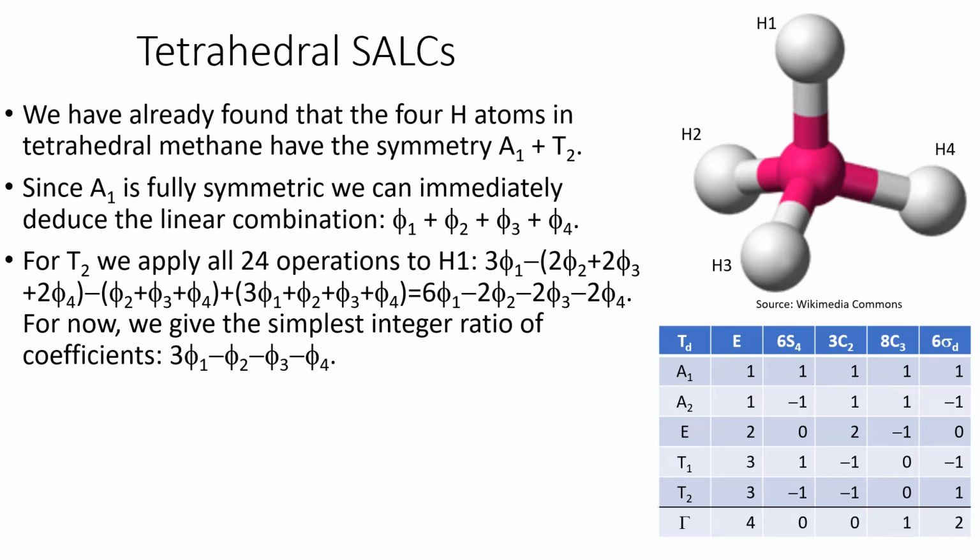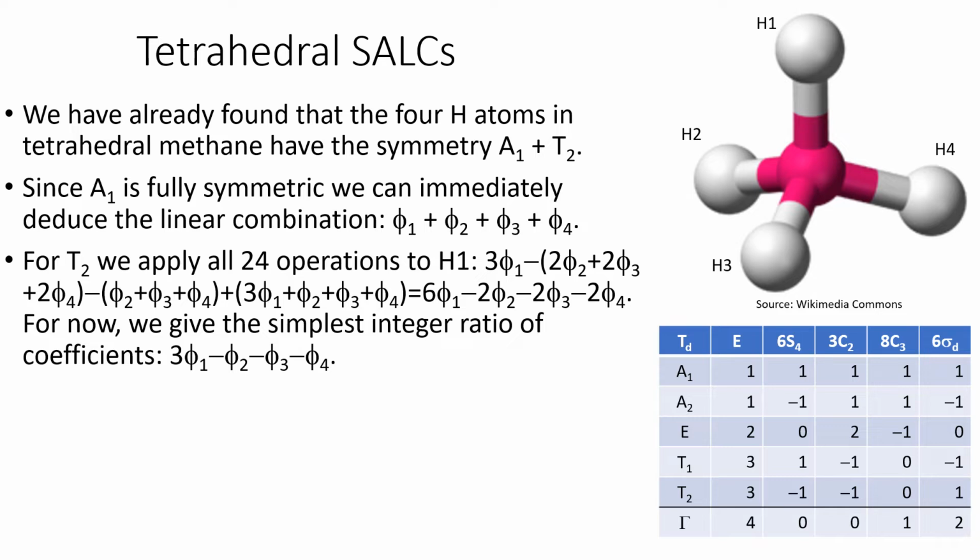So the point is that every single one of these operations moves the hydrogen onto a different atom. And because we're doing clockwise and anti-clockwise, and because the S4 axis goes through all 3 Cartesian axes, essentially the results of the 6 operations are moving it onto the other 3 atoms, but on 2 different occasions. And so that's why we've got 2 phi 2, 2 phi 3, and 2 phi 4 in the brackets, and there's a minus in front of the brackets because that's the character.